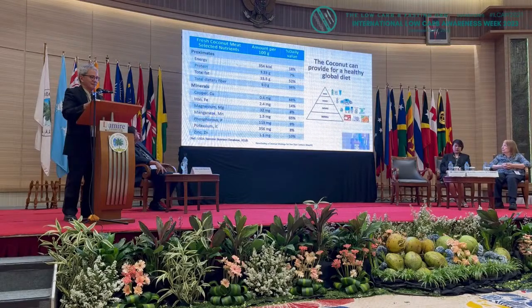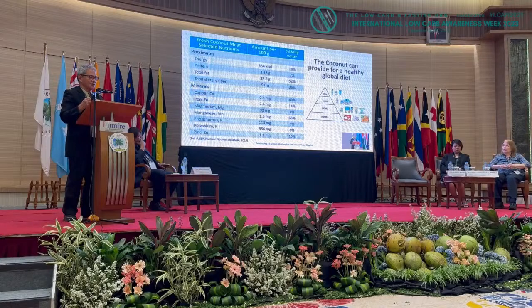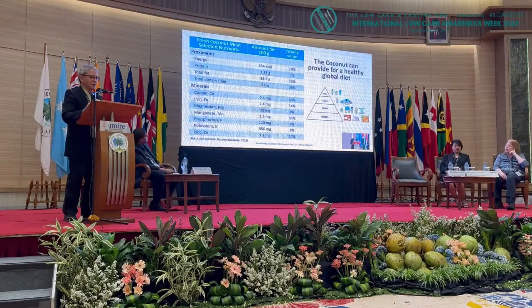So here I'm showing you the profile of coconut meat in terms of energy, protein, total fat, total dietary fiber, and minerals. So we've been talking a lot about coconut oil, but really we should also remember that we're also trying to promote the whole coconut. And we can go back and, since we've been studying the fat a lot, maybe we should also see what the proteins are in the coconut meat, what the dietary fibers are, what the minerals are, and how they would fit into a healthy global diet.